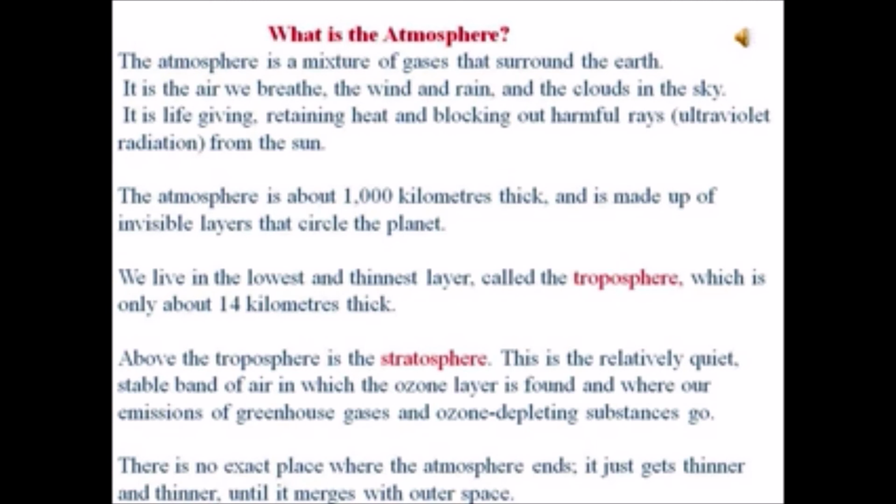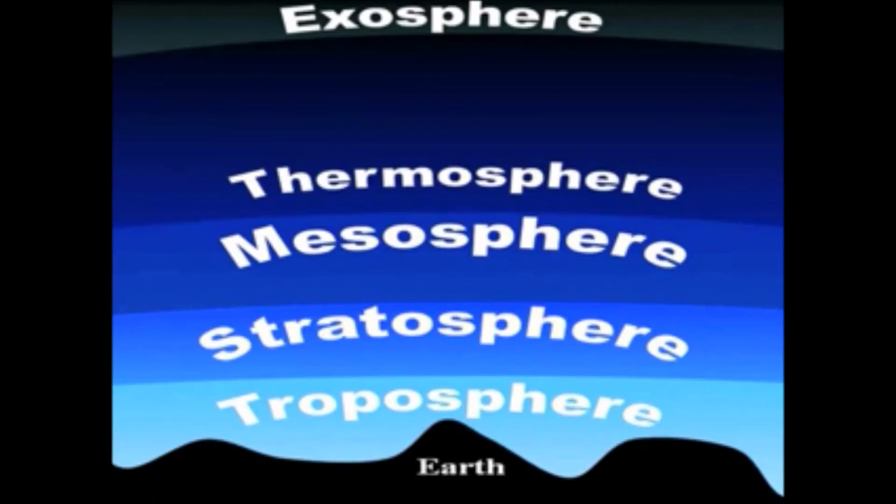What is the atmosphere? The atmosphere is a mixture of gases that surround the earth. It is the air we breathe, the wind and rain, and the clouds in the sky. It is life-giving, retaining heat, and blocking out harmful rays from the sun, that is the ultraviolet radiation. The atmosphere is about 1,000 kilometers thick and is made up of invisible layers that circle the planet.